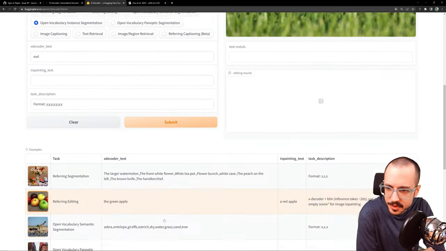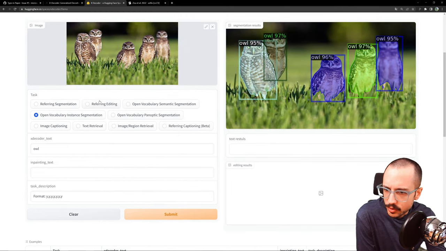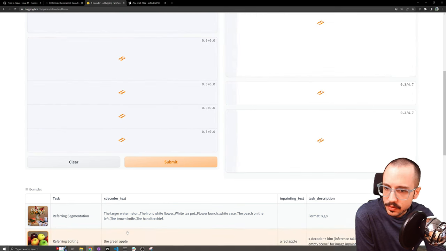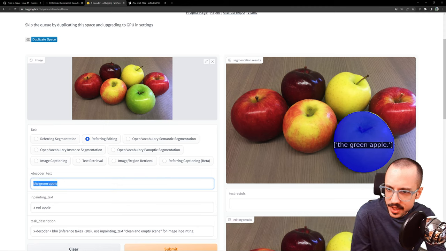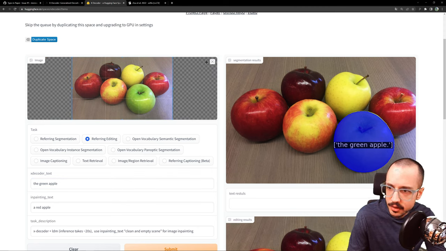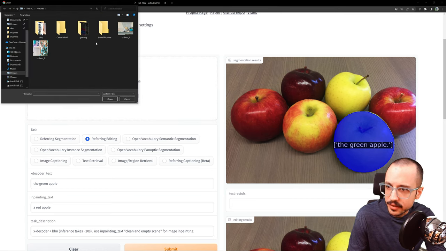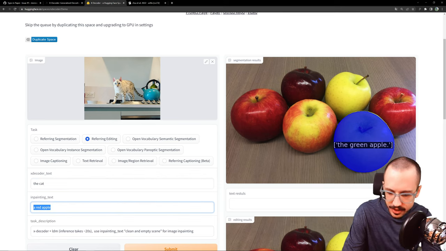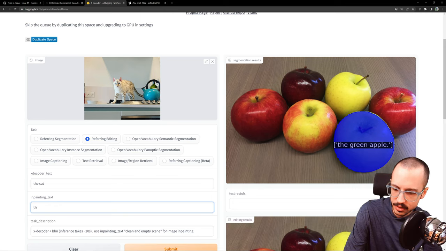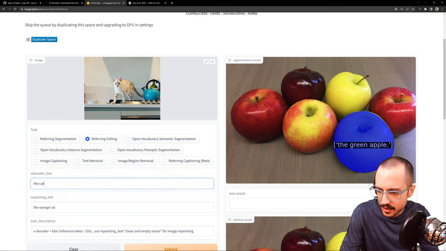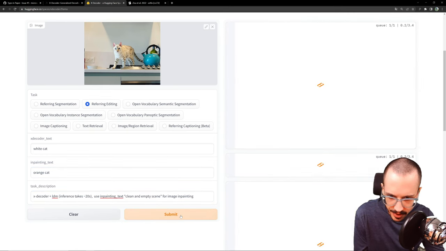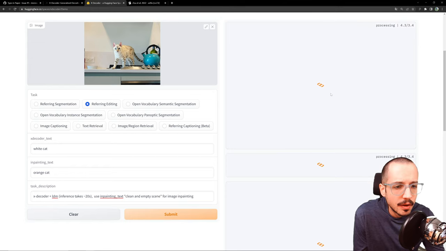Okay. Let's try to end this with something cool here. Let's do the referring editing. So let's see the example they have for this. Referring editing, the green apple. This one here. So X-Decoder text. We're going to put our little cat here, and we're going to say the cat, and we want to turn it into the orange cat. White cat, and then we want to turn it into an orange cat. And then we'll just leave that there. Let's see what we get.